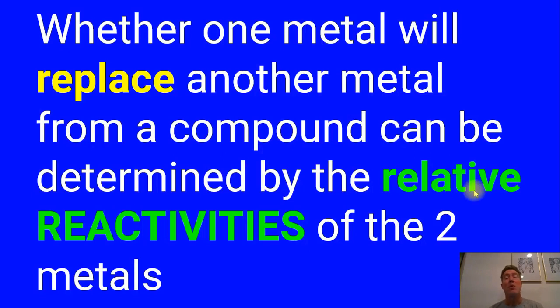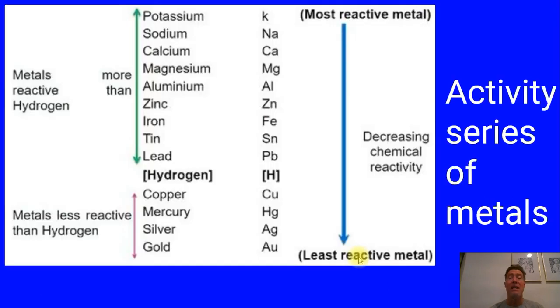Now, whether one metal will replace another metal or not can be determined by the relative reactivities of the two metals. And that leads us to what is known as the activity series of metals. Some metals are more reactive and some are less reactive. And so we normally compare them to hydrogen. Will a metal displace hydrogen like potassium displaced the hydrogen in water, or will it not?